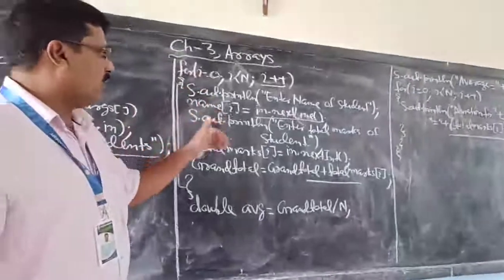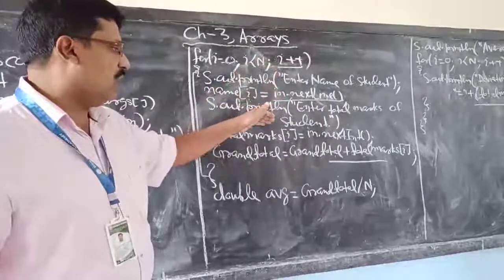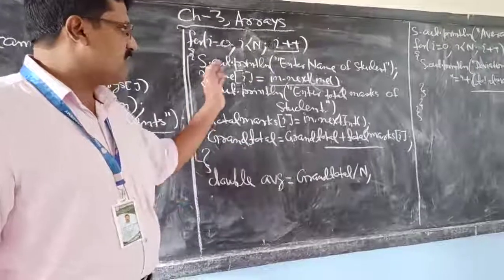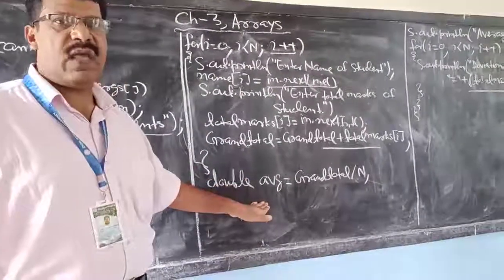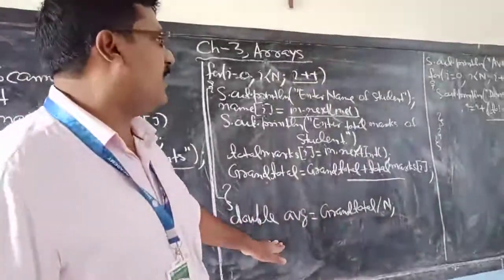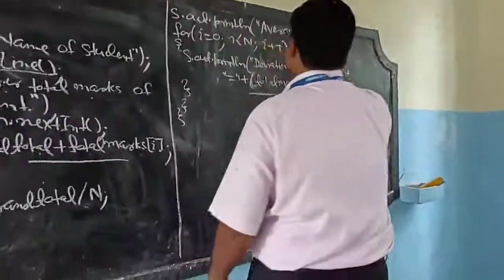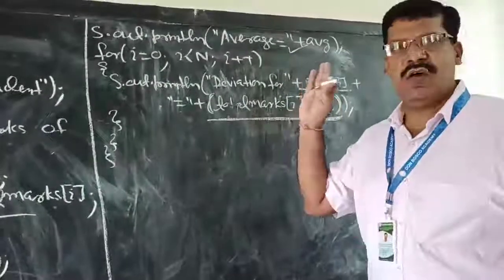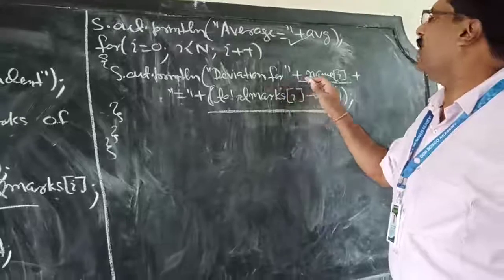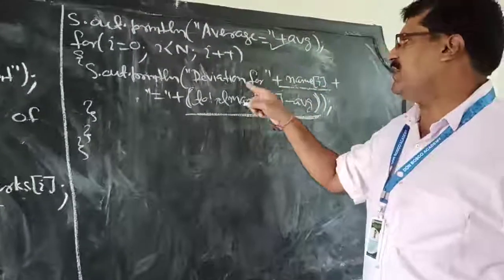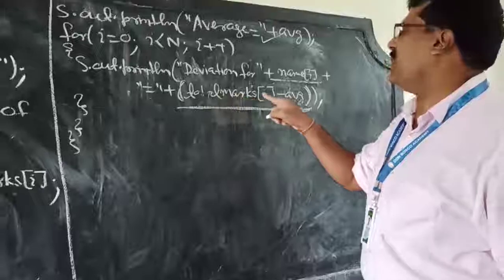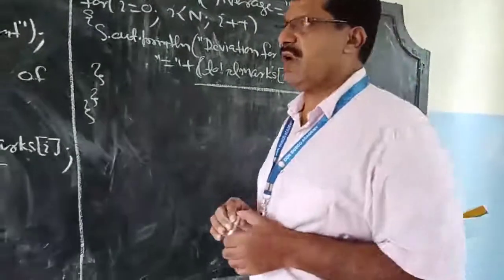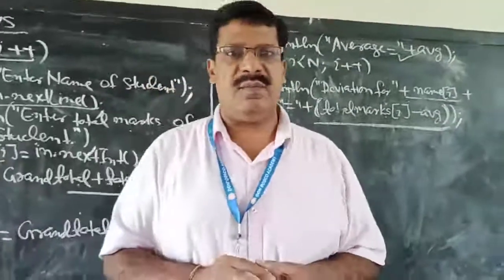Then in this loop, what we are doing is inputting the name of the students, inputting the total marks, and in the same loop we are calculating the grand total of the class. Once it is done, we come out of the loop and calculate the average marks. After calculating the average marks, first we print the class average, and then we print the deviation of each student, the deviation marks of each student along with the name. So deviation for name is printed plus total marks i minus average is done. So this will calculate the deviation. This was programming question number 5. So write and practice. Thank you.